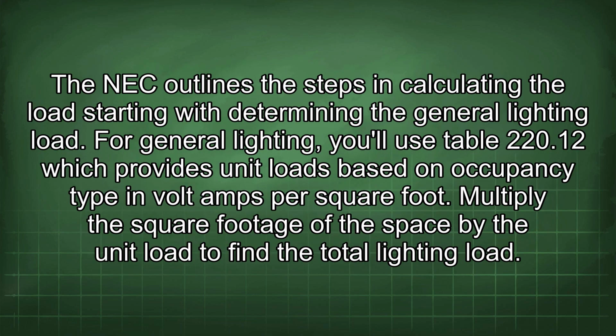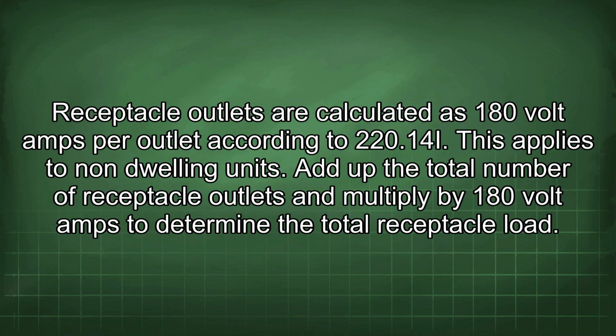The NEC outlines the steps in calculating the load, starting with determining the general lighting load. For general lighting, you'll use Table 220.12, which provides unit loads based on occupancy type in volt-amps per square foot. Multiply the square footage of the space by the unit load to find the total lighting load. Receptacle outlets are calculated as 180 volt-amps per outlet according to 220.49. This applies to non-dwelling units.